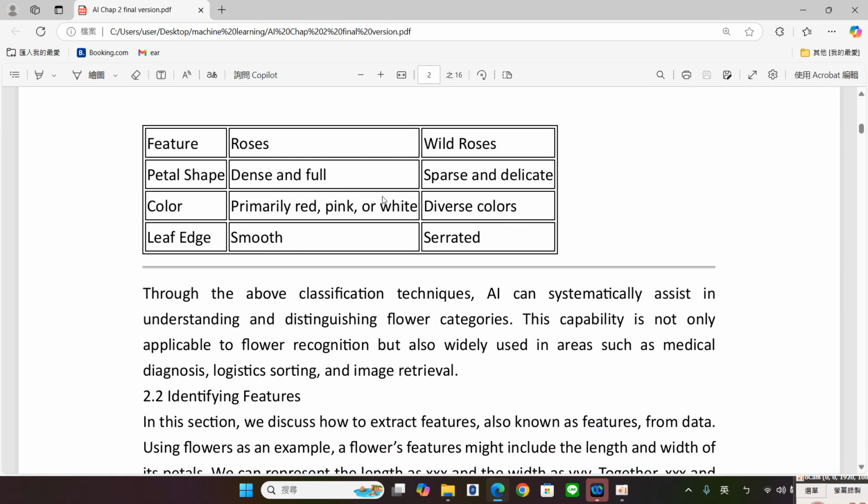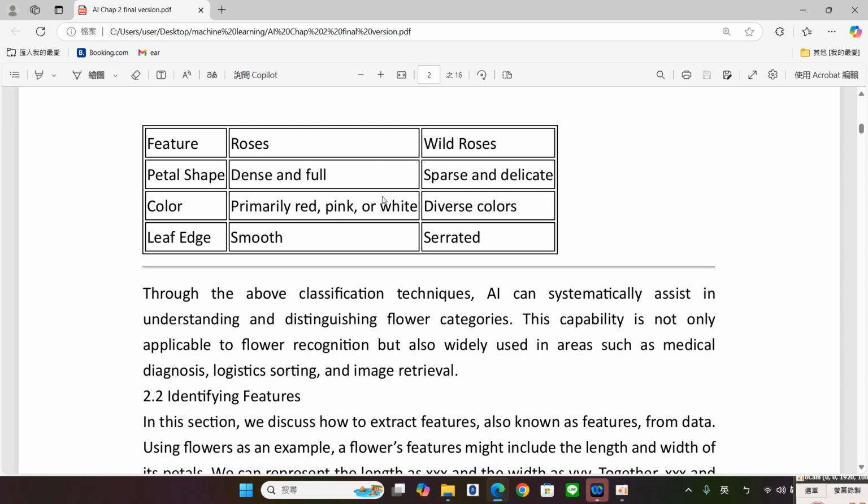The feature is petal shape. For rose, it is dense and full. For wild rose, it is sparse and delicate. The color for rose is primarily red, pink, or white. For wild roses, there are diverse colors. The leaf edge for roses is smooth, and for wild roses it is serrated.